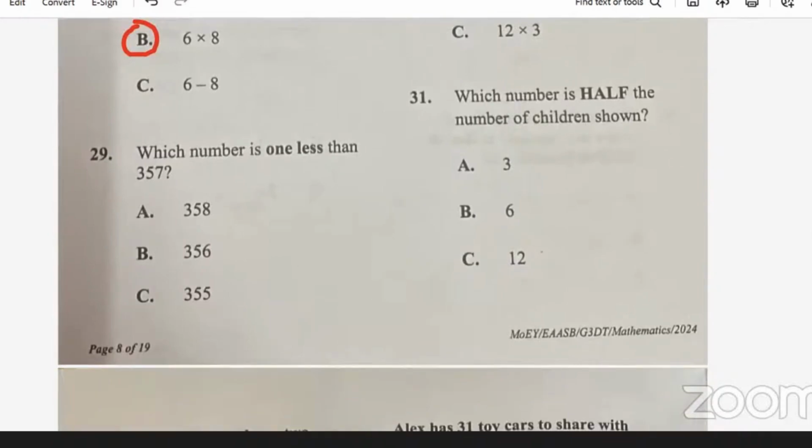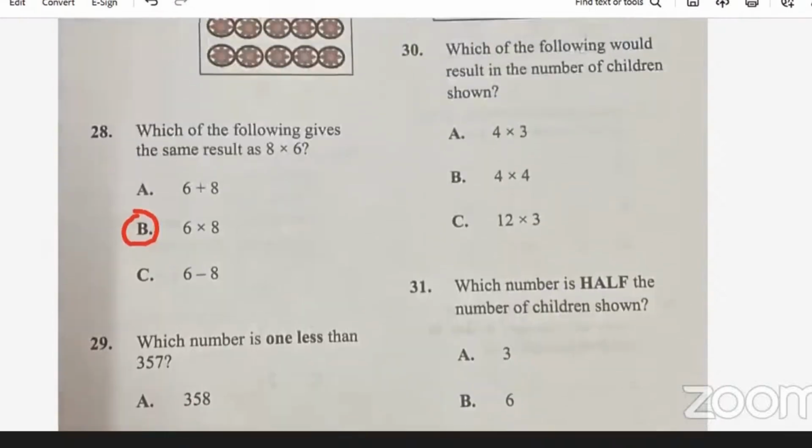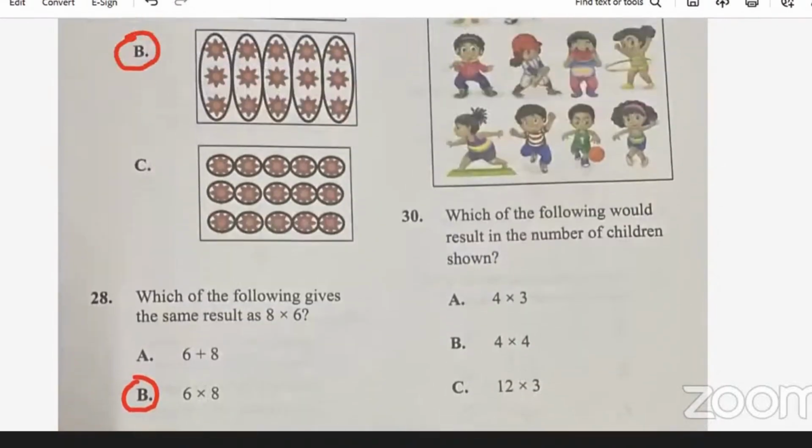Which number is 1 less than 357? 1 less. You're going to subtract 1 from this number. The answer would have been B, 356. That's 1 less. If we take 1 from 357, the answer is 356. All right, let's get to question 30.